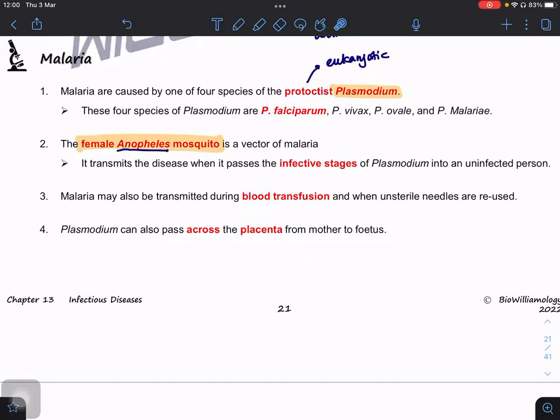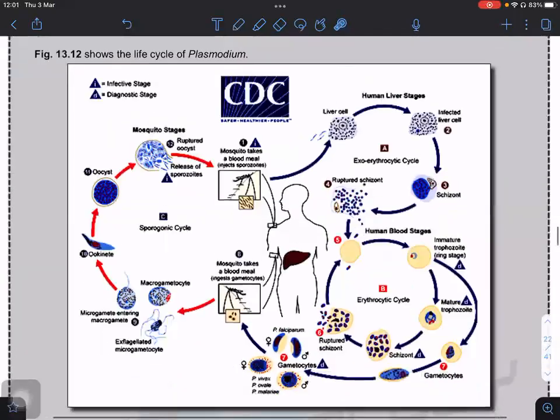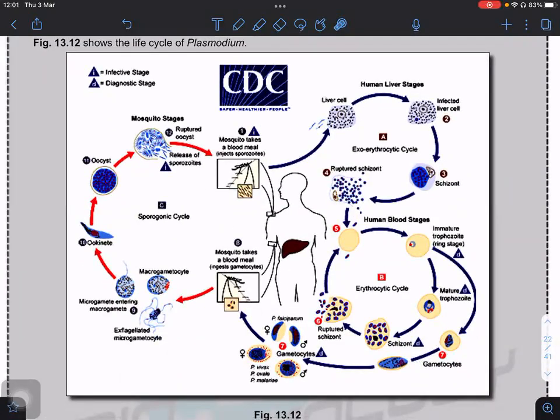When the female Anopheles mosquito takes a blood meal from an infected person, it takes these pathogens, the Plasmodium, together. If you look at the life cycle, you do not need to remember it. Just know that we have 3 stages of the life cycle. The first one is in the mosquito. The second one is in the liver. The third one is in the RBC.